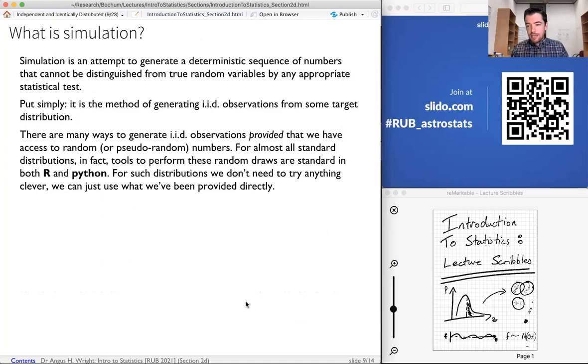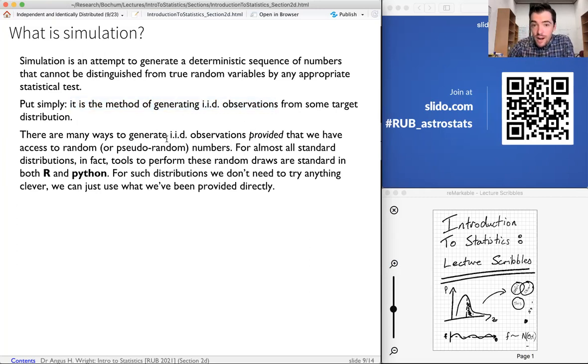So what exactly is simulation? What do we mean when we say simulation? Like we said in the last slide, it's trying to generate, using a deterministic sequence, apparently random draws from some underlying distribution. So a deterministic sequence of numbers that are, for all statistically appropriate tests, indistinguishable from truly random observations from that distribution. Using this phrase we just learned, we want to generate IID observations from some target distribution.